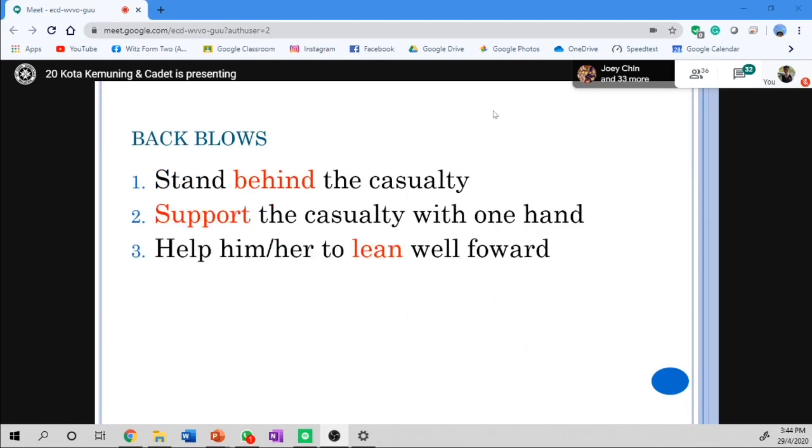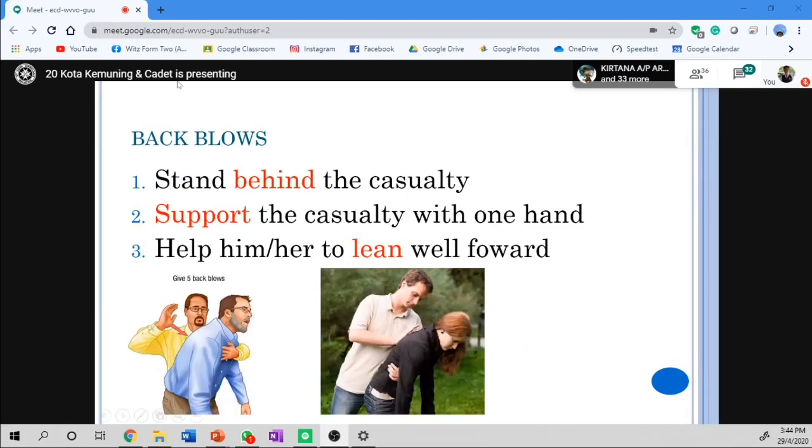So what is a back blow? First and foremost, you don't support the casualty like this. Support the casualty at the waist. Like this guy, you can have a leg between the casualty's two legs. But don't do something inappropriate, just do what you must do as a first aider. You use a cupped hand and hit the back. Hitting the back assists the obstruction to clear itself out. You could hit until the obstruction is out, but five is enough. Five back blows.